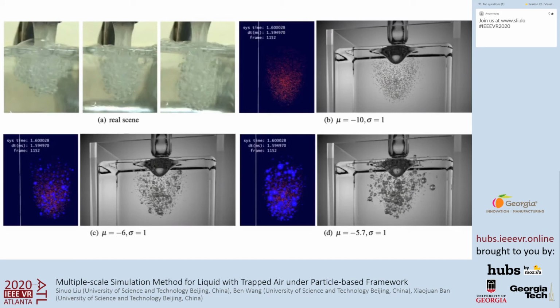This is an injecting water experiment with 29,000 fluid particles. A is the real scene. B, C, and D are the simulation results, with particle results on the left and the rendered result on the right. In the particle result, small-size air material and large-size air material are marked as red dots and blue spheres respectively. By adjusting the control parameter, the proportion of large air particles is changed, and different styles are realized.